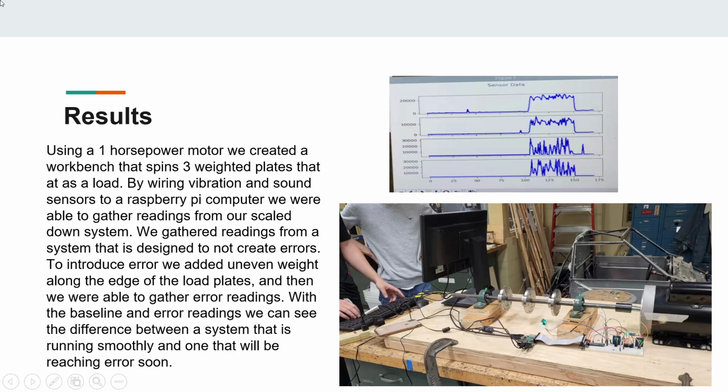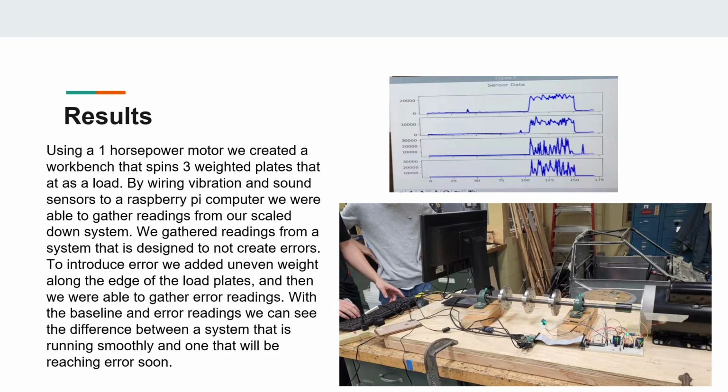So looking at our results, we have a picture here of what our data output looked like, and we have a picture of the entire workbench itself. So as you can see, we have our 1 horsepower induction motor attached to a rod and some bearings and some load plates. And then attached to that, we have a Raspberry Pi with sensors, like I said, 2 vibration sensors, which are piezoelectric sensors, which are simply vibration sensors. And we have sound sensors, which are just microphones.